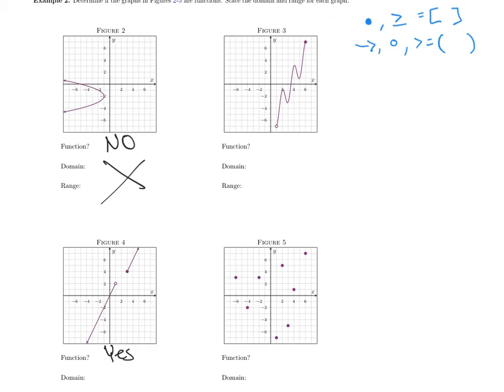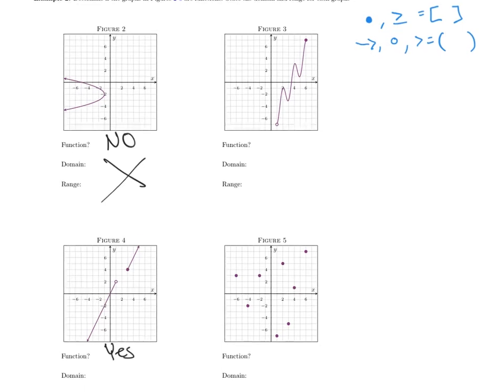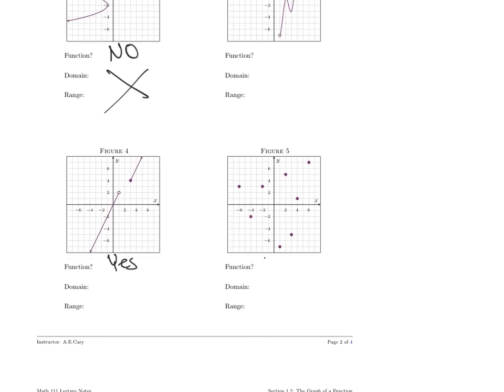Now let's check the other one. Now the other one is a little bit more different than we're used to. This is a discrete graph or scatter plot. It in fact is just a bunch of points. But as I go through, I noticed that no points line up with each other. So you know what that means? That means it's a function. Yes. Okay, so let's go back to figure 4 and take a look at domain and range.